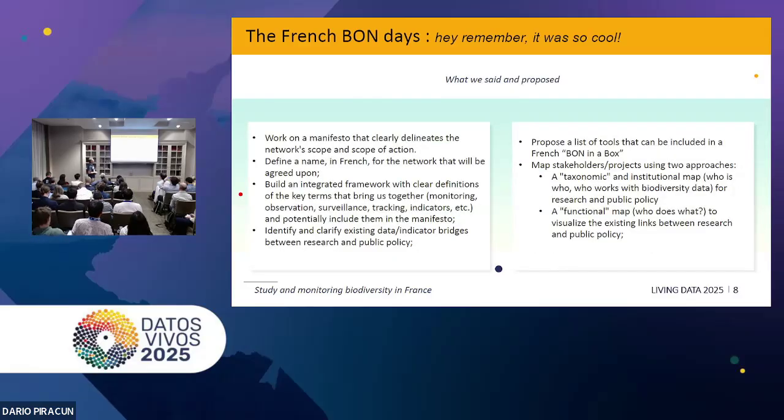We said a lot of things, but notably the need to work on a manifesto and an integrated framework, skill definition, because since the first creation of the French BON, we have evolved a lot, but the original manifesto is not up to date, so we have to rethink that. And to identify and clarify existing data indicators, bridges between research and policy.